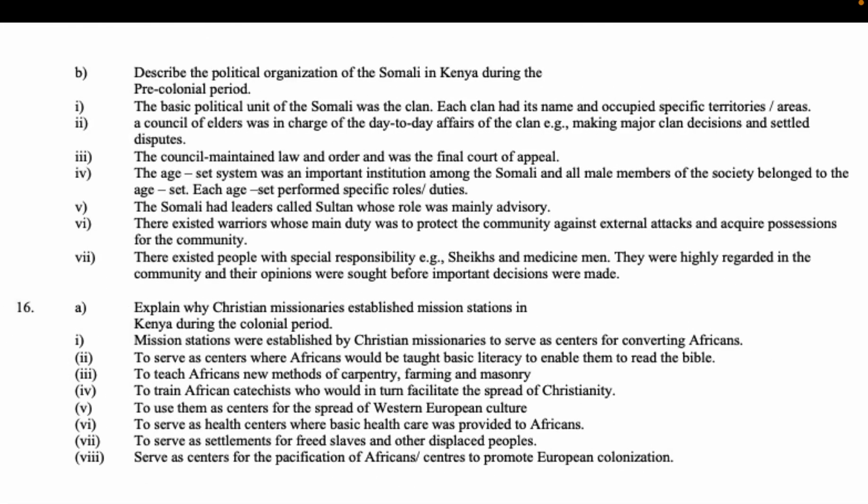16. A. Explain why Christian missionaries established mission stations in Kenya during the colonial period. I. Mission stations were established by Christian missionaries to serve as centers for converting Africans. II. To serve as centers where Africans would be taught basic literacy to enable them to read the Bible. III. To teach Africans new methods of carpentry, farming and masonry. IV. To train African catechists who would in turn facilitate the spread of Christianity. V. To use them as centers for the spread of Western European culture. VI. To serve as health centers where basic health care was provided to Africans.